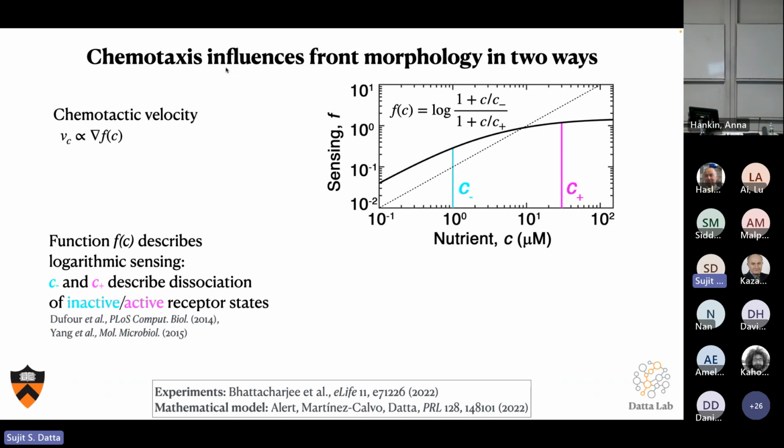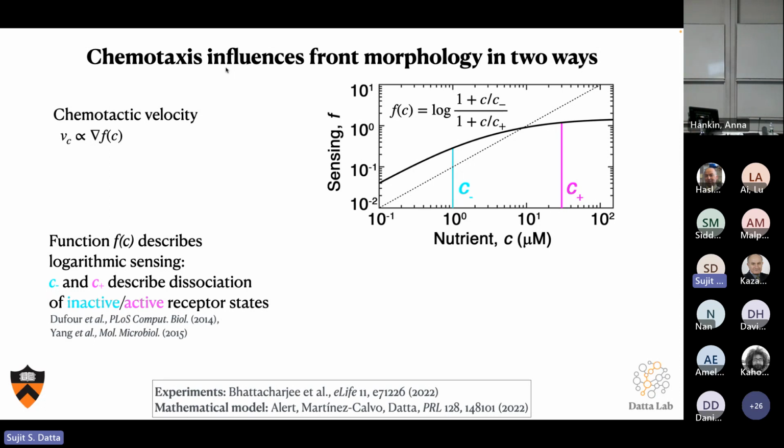So that's this dashed line that you see here. That's not strictly true. People have measured these logarithmic sensing functions for various bacteria, right? So this functional form here is one of the most experimentally validated functions that we use in our work. But the functional form doesn't really matter. That's what I'm showing you in the black line here.